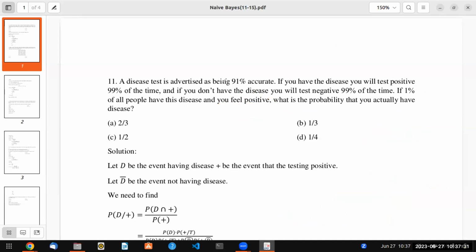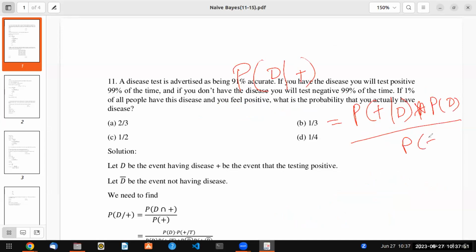So what we require is the probability of having the disease given positive, right? What is the formula here according to Bayes' formula? Probability of being positive given I have the disease, times the probability of disease, divided by the probability of being positive. This is my question. But in here, there is a sentence for negative, right? We haven't considered negative till now.